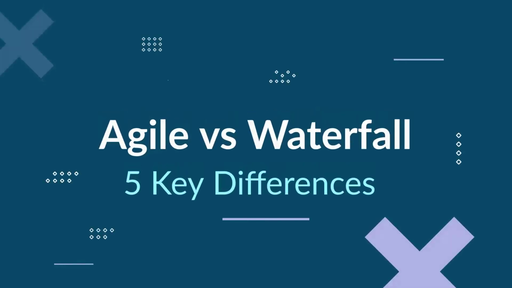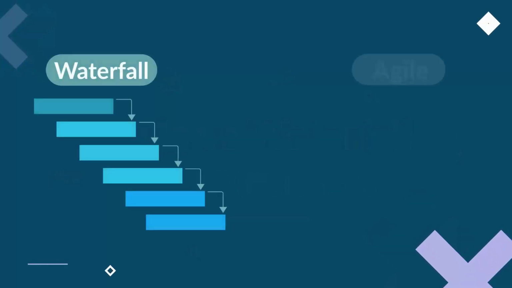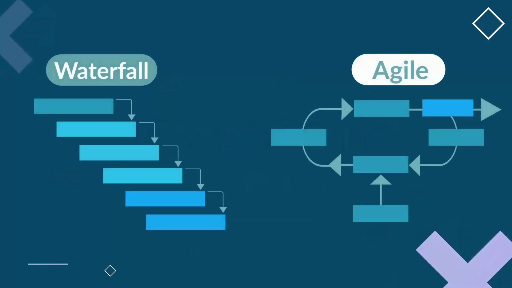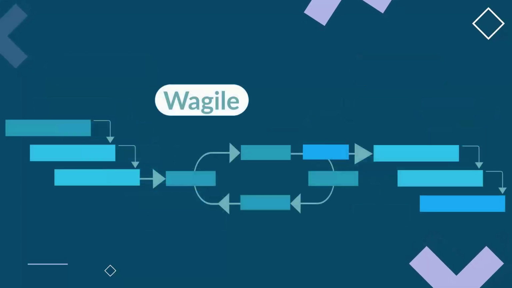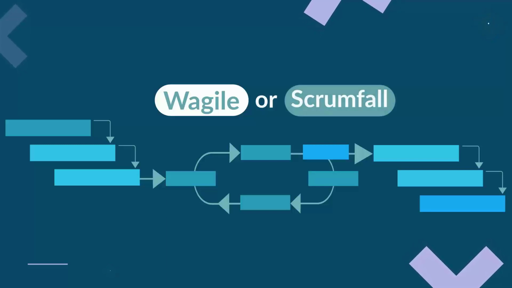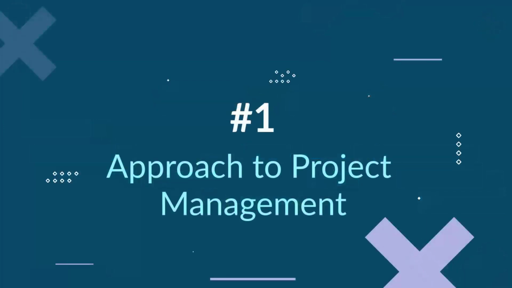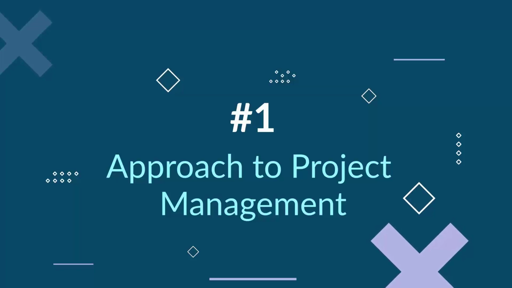Agile and Waterfall are the most popular project management methods, and they are very different. Many organizations make the mistake of attempting to move from Waterfall to Agile by combining the two, but what they end up with is what we call Wagile or Scrumfall. Comparing Agile versus Waterfall is an important step in understanding these popular project management methodologies and why they should not be combined.